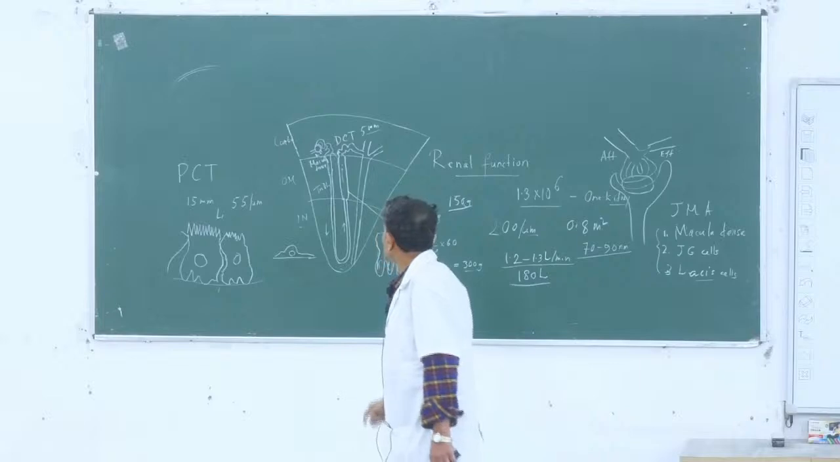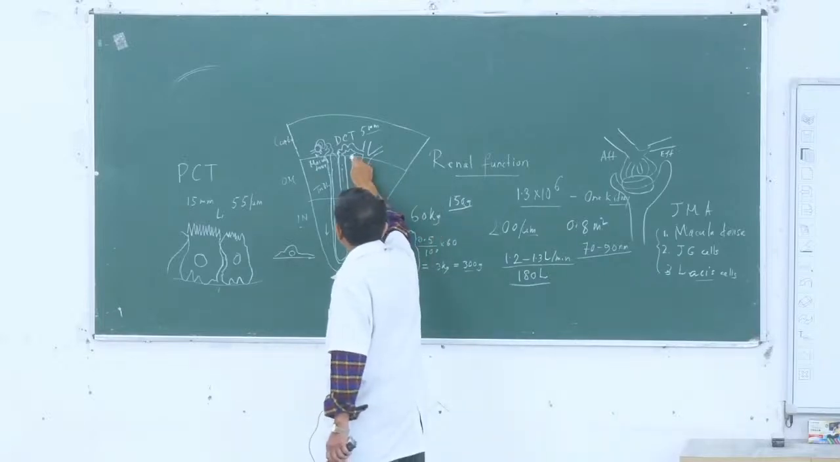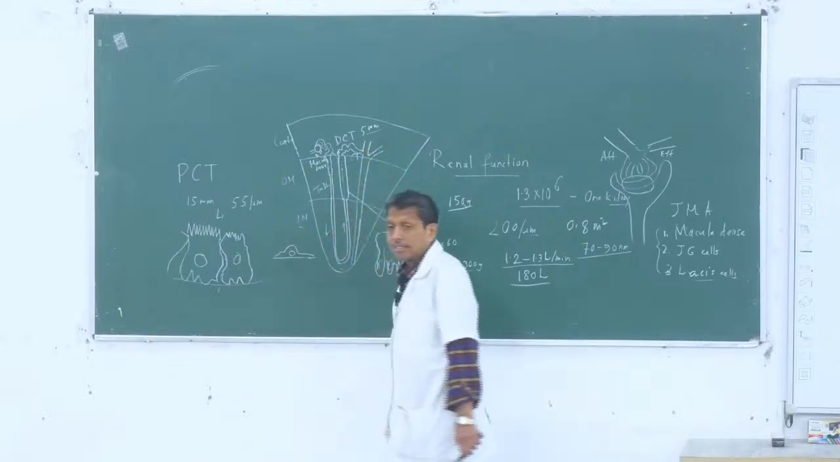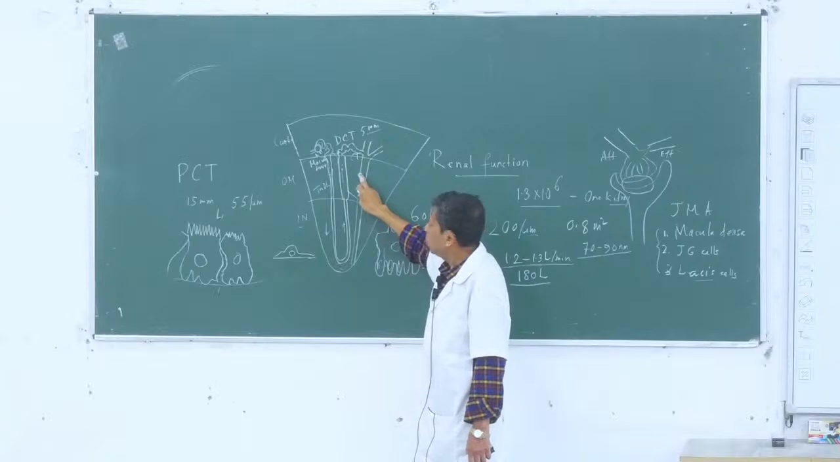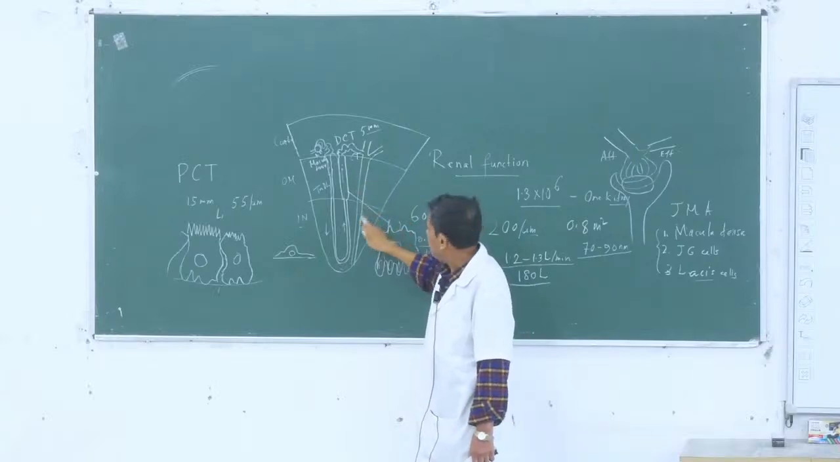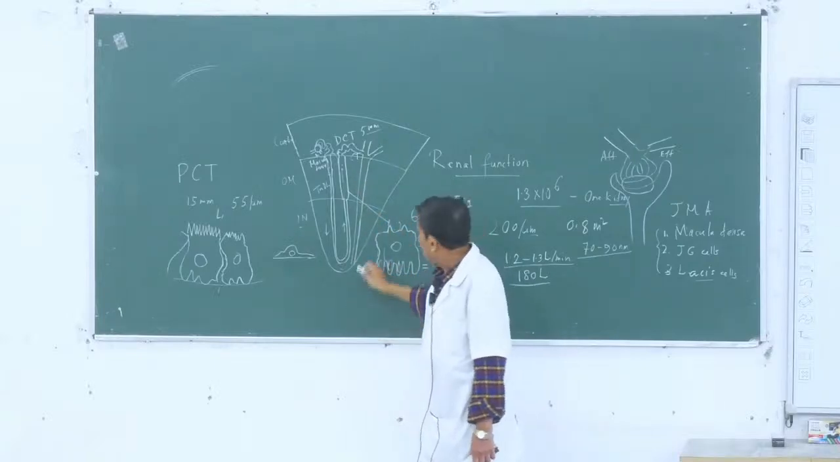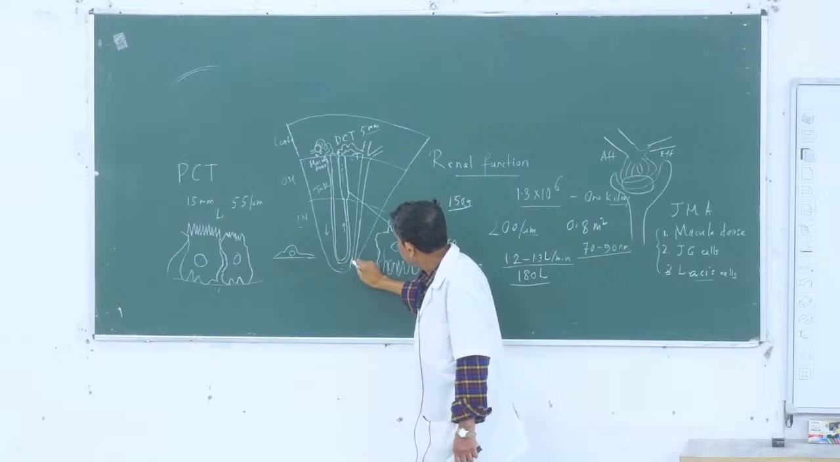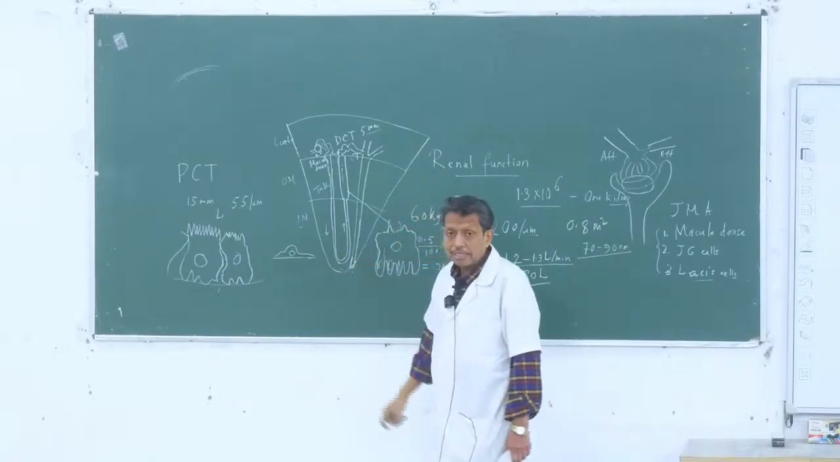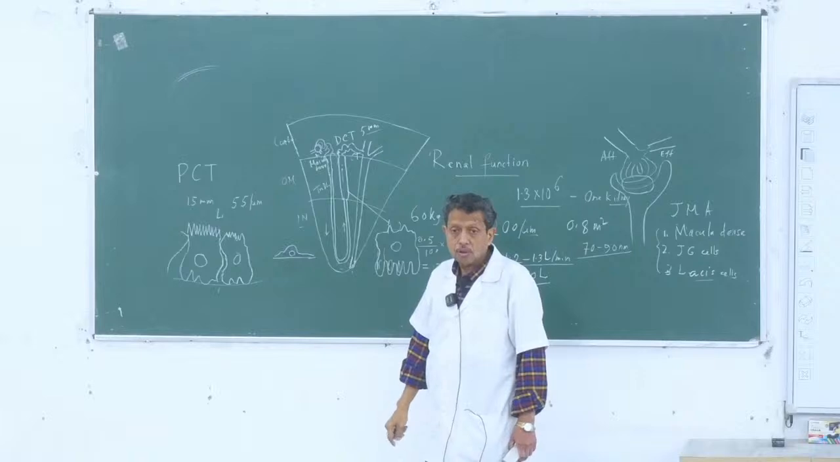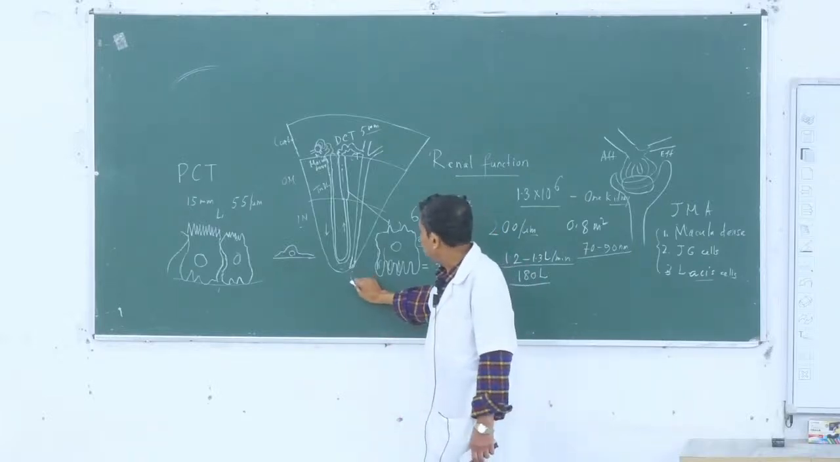Then by means of the connecting tubule, it unites with the collecting tubule or collecting duct. This is the cortical part of the collecting duct, and this is the medullary part, outer medullary and inner medullary or papillary collecting duct. It ends at the fenestrations at the pyramids, where it enters the minor calyx of the renal pelvis.